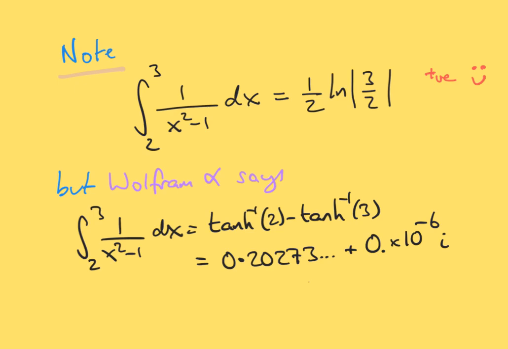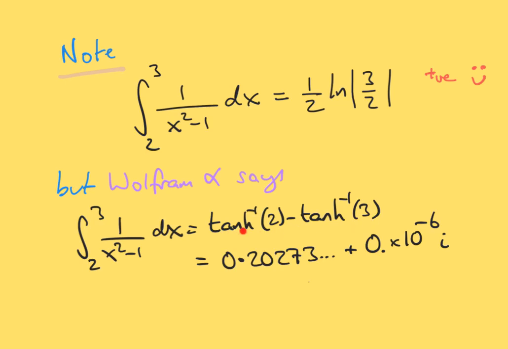If you just type this integral into Wolfram Alpha, at least today, what I obtained was that this integral was given by tangent to the minus 1 of 2 minus tangent to the minus 1 of 3. And then Wolfram Alpha gives you a numerical approximation to it, and it says it's 0.20273 plus 0.0 times 10 to the minus 6i.